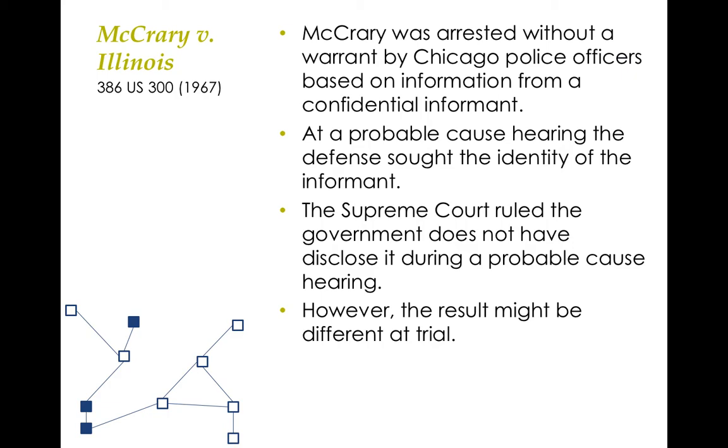So in 1967, we have McCray v. Illinois. McCray was arrested without a warrant by Chicago police officers based on information from a confidential informant. At a probable cause hearing, the defense sought the identity of the informant. The Supreme Court said the government does not have to disclose it during a probable cause hearing. However, that could be different at trial.